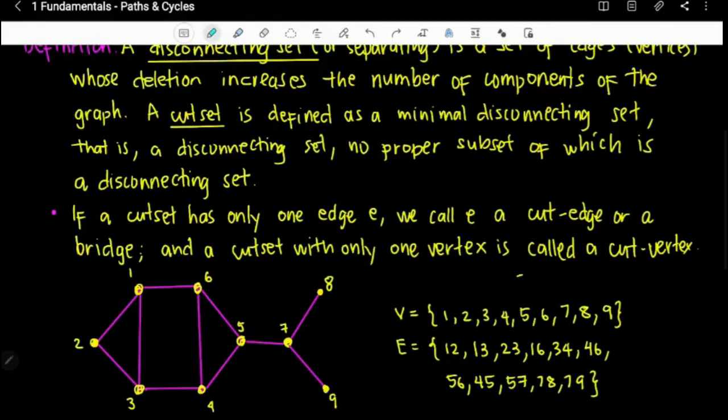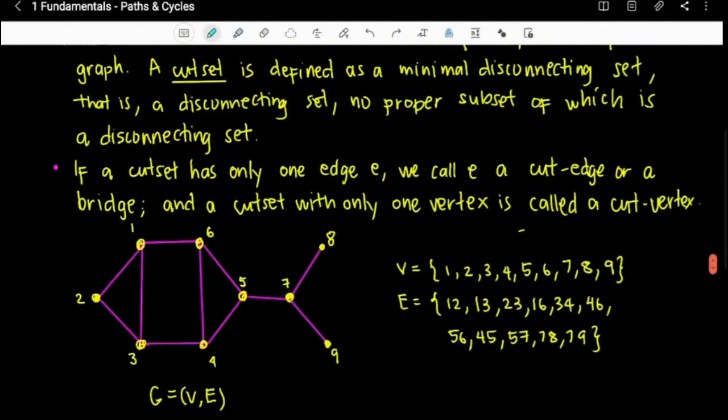Okay. So let's take this as our example. Let's say we have this graph with vertex set 1, 2, 3, and so on up to 9. And the edges are given in blue. So we have 1-2, 1-3, 2-3, 1-6, 3-4, 6-4, 6-5, 4-5, 5-7, 7-8, 7-9.